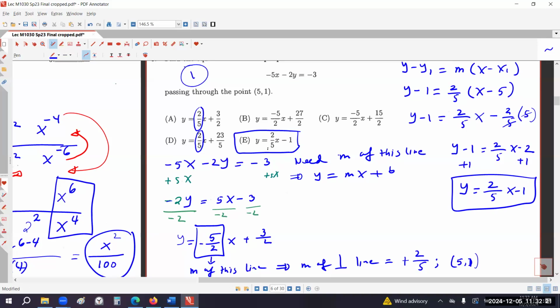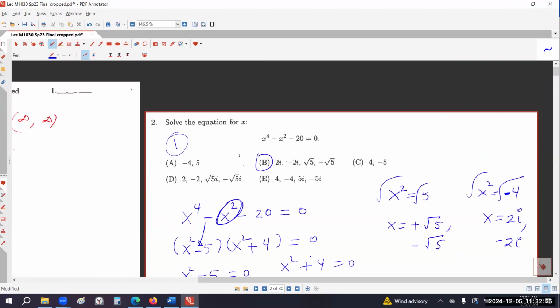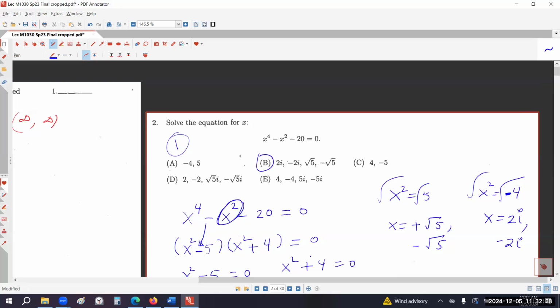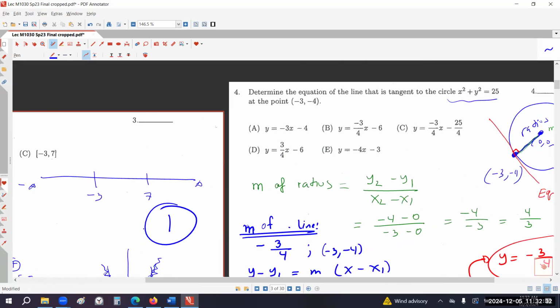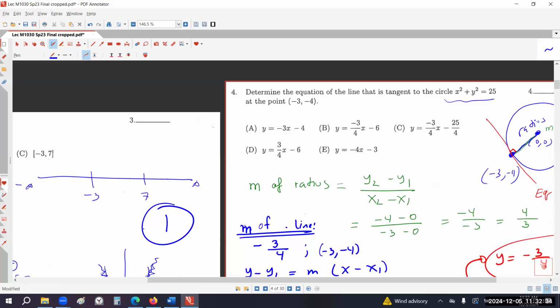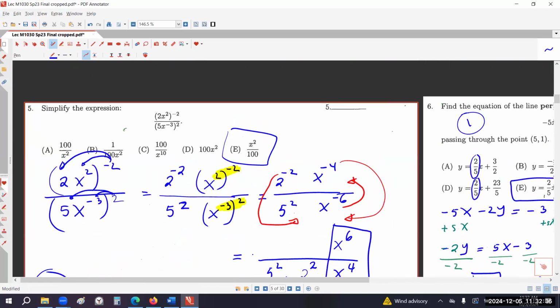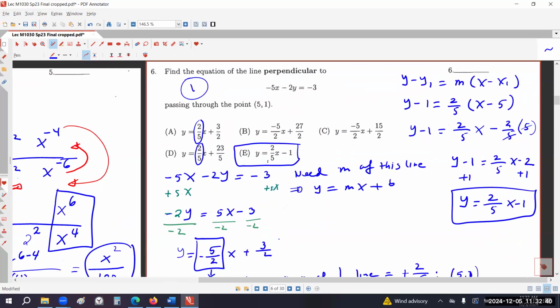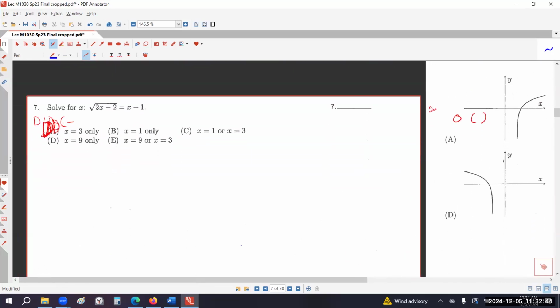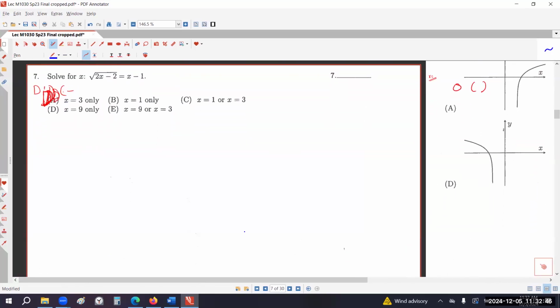So far we've seen a 4th degree polynomial, inequality, tangent line, so 3, exponent 4, perpendicular line 5, and now comes the radical equation.